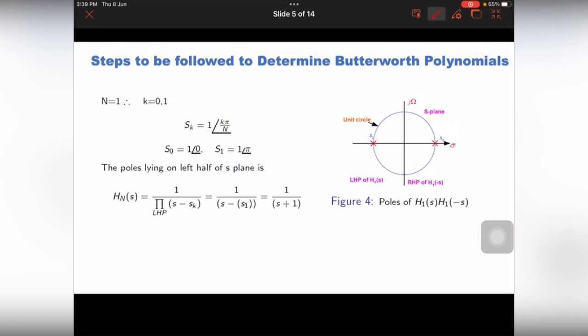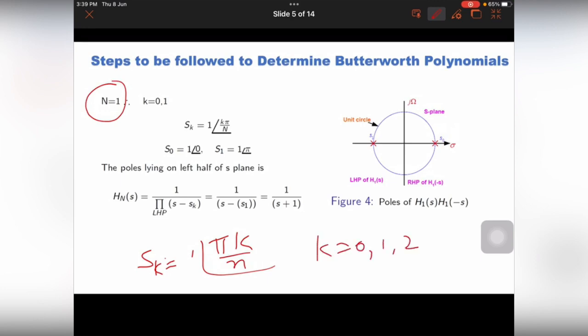Now I will consider n is equal to 1. When n is equal to 1, it is an odd number. For an odd number, what is the formula to calculate sk? sk is equal to 1 at an angle of pi k by n, where k is 0, 1, 2, 3 till 2n minus 1. Here n is 1, so 2 minus 1 is 1. So we will have only 2 poles, with k equal to 0 and 1, and we have to calculate the poles now.